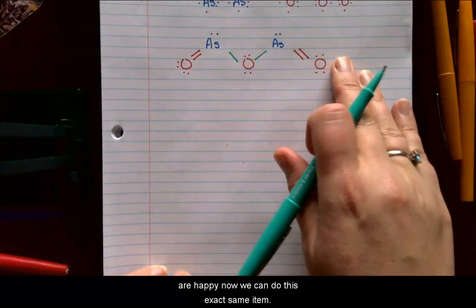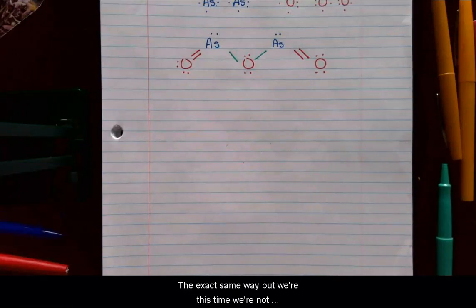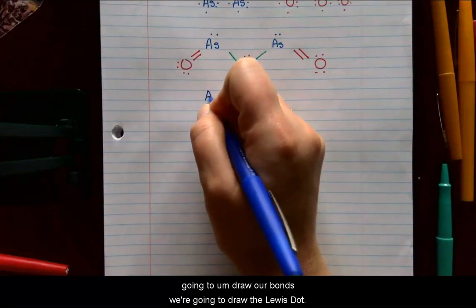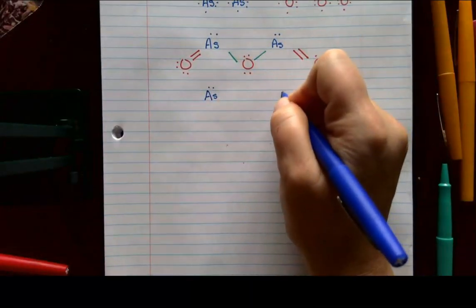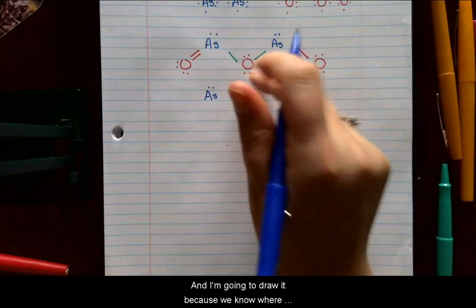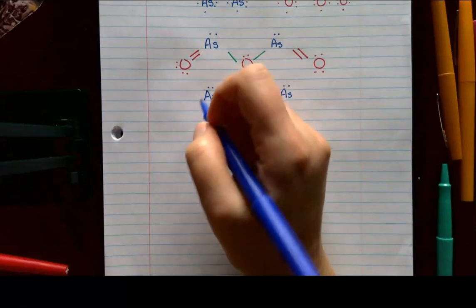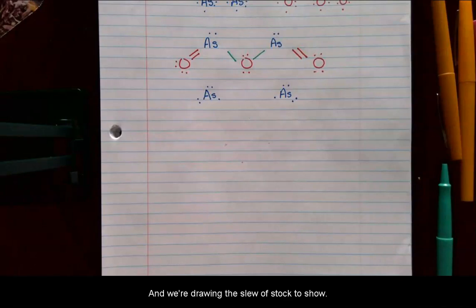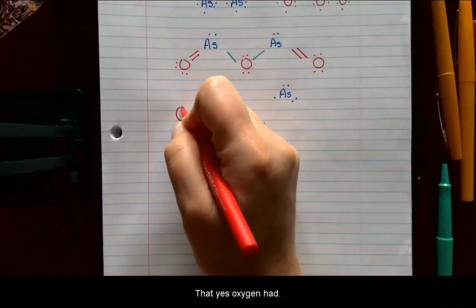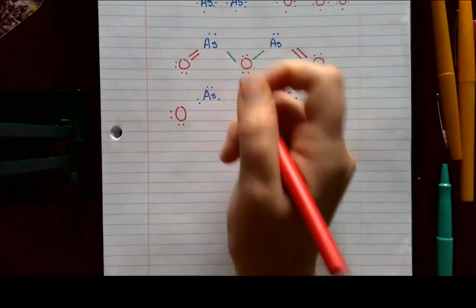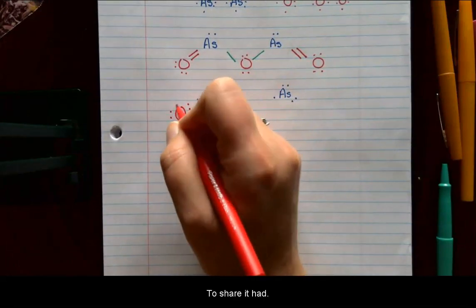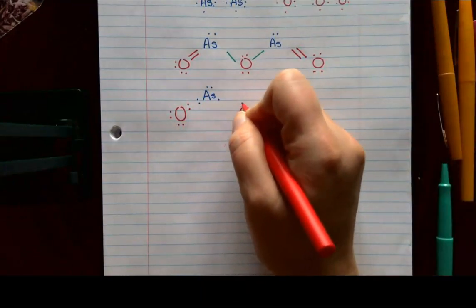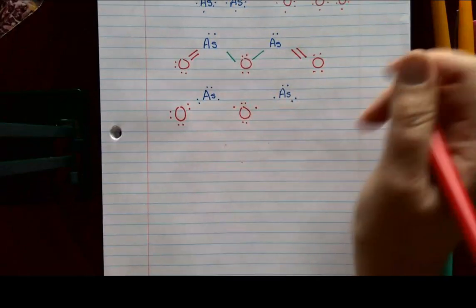Now we can do this exact same item, the exact same way, but this time we're not going to draw our bonds. We're going to draw the Lewis dot. And I'm going to draw it because we know where those dots are going to go. And we're drawing this Lewis dot to show that, yes, oxygen had 6 to share. It had 4 that couldn't be shared. It had 2 that could share. This one looked like that.